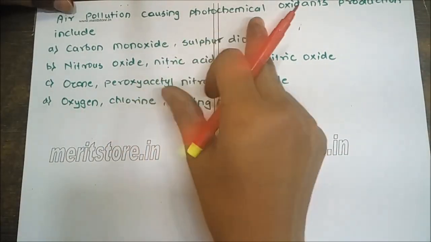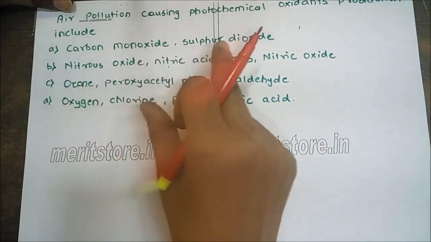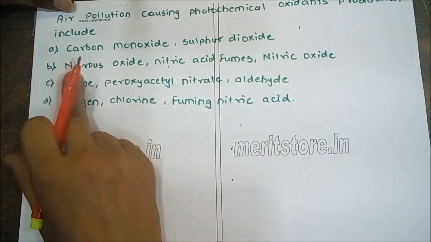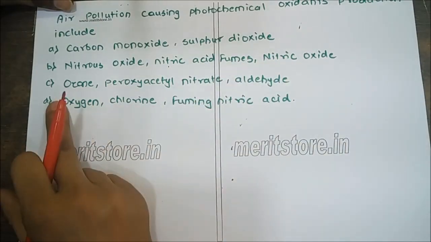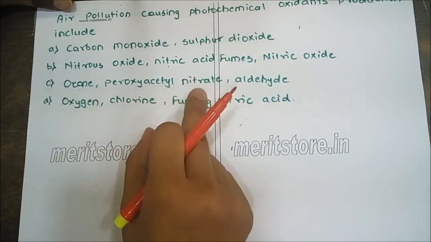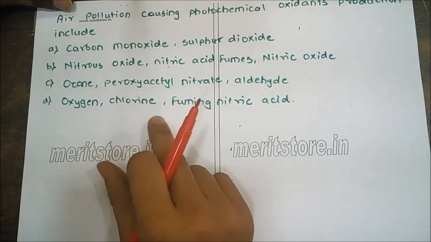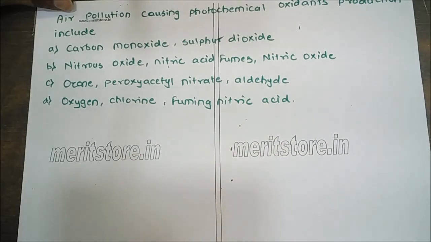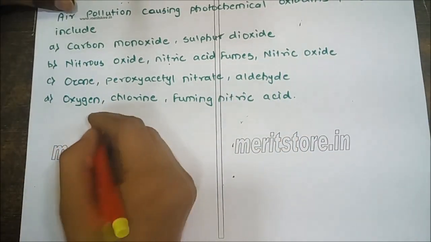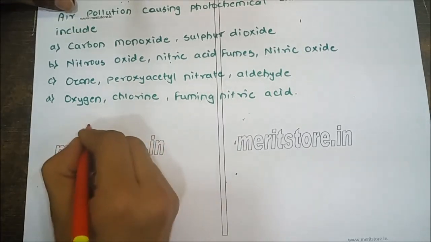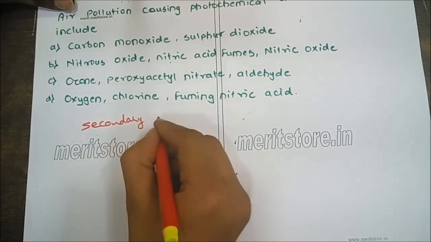Air pollution causing photochemical oxidants production includes: A. Carbon monoxide, sulfur dioxide, B. Nitrous oxide, nitric acid fumes, and nitric oxide, C. Ozone, peroxyacetyl nitrate, and aldehyde, D. Oxygen, chlorine, fuming nitric acid. Photochemical oxidants are secondary air pollutants.